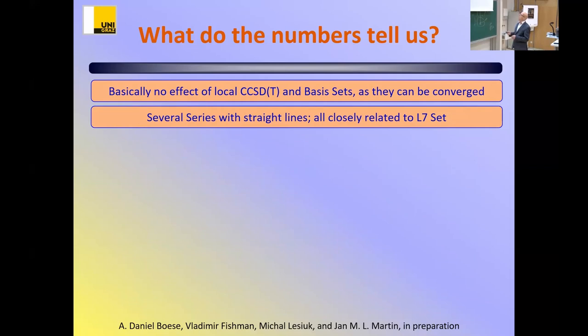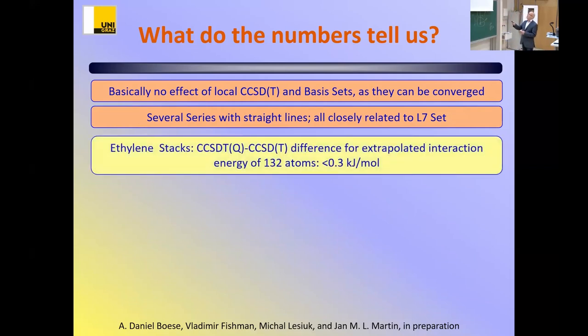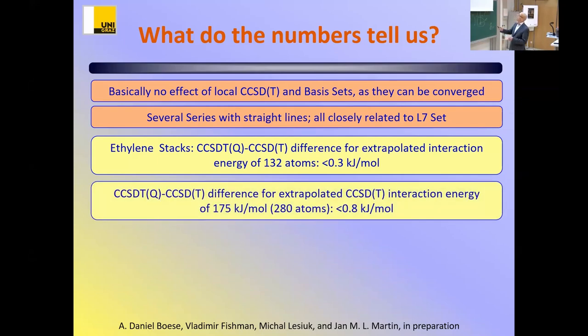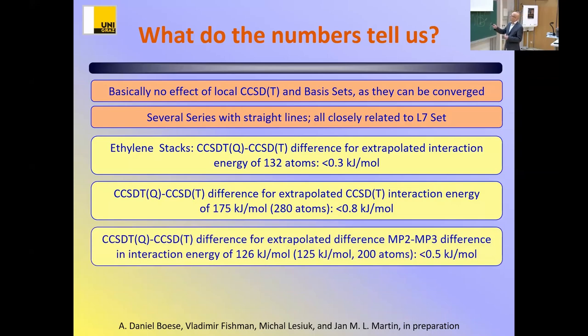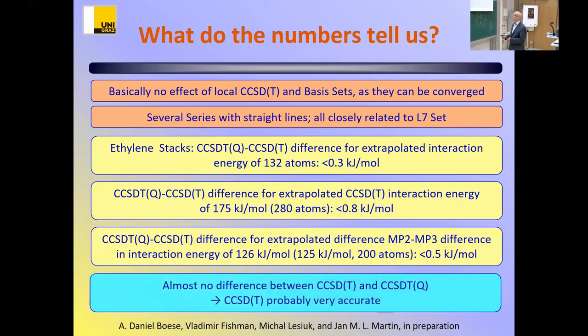And we have several series with straight lines. So I just showed you two. We have more of them actually. For the Ewing stacks, the difference between the extrapolated interaction energy of 132 atoms, that would be the size of this kind of large sparkle catcher, is less than 0.3 kilojoules per mole. The difference for the extrapolated CC is the fringe C interaction energy of this kind of 175 kilojoules per mole. It's less than 0.8. And if you think about this, the MP2 and MP3 difference, if we think about that, then we also have an estimate of less than 0.5 kilojoules.